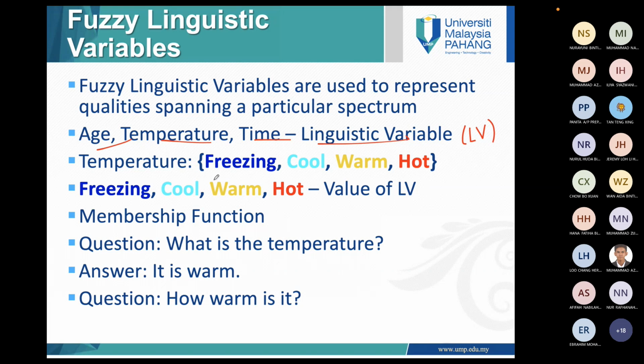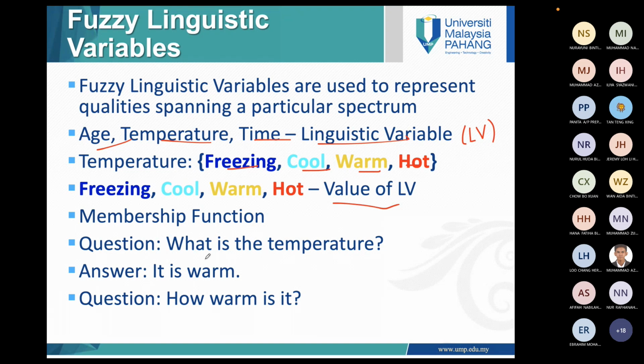So the temperature, for example, if we have freezing, cool, warm, hot, that is what we call the values of the linguistic variable. Temperature is the linguistic variable, and freezing, cool, warm, hot are the values of the linguistic variable. And how about the membership function? We also have the membership function.